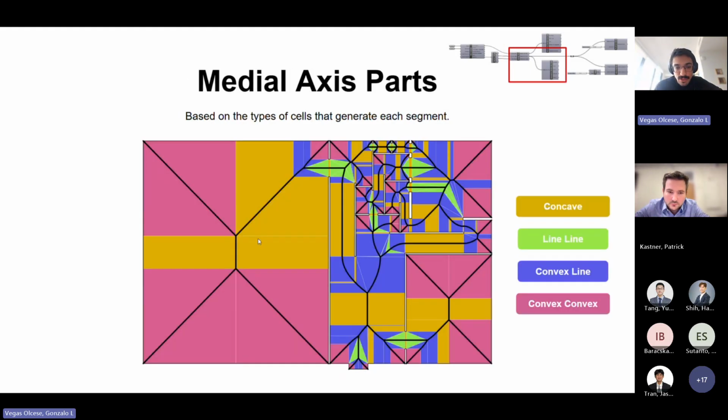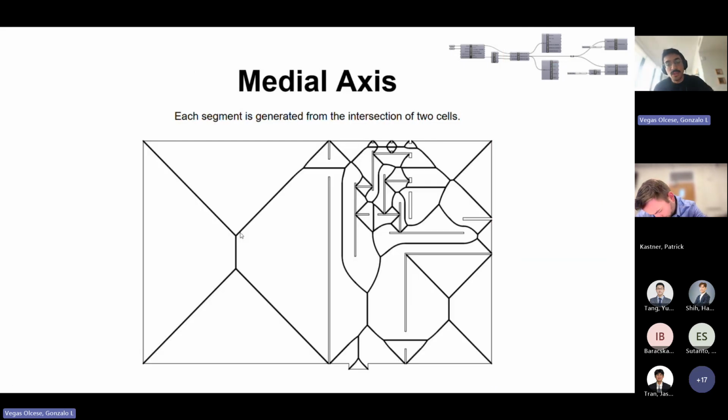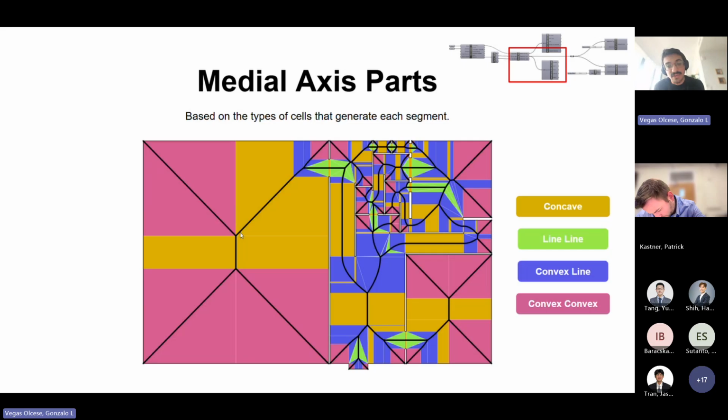So in this case, this particular part, let's say here, which is a concave one. Actually, sorry, this might be wrong. It's actually the line part. It's created by this section of line and this section of line, which is reflected in these two cells here, this one and this one, intersecting here in the middle. And we identify the different types of the medial axis based on the types of cells that generated each pair of cells that generated each segment.